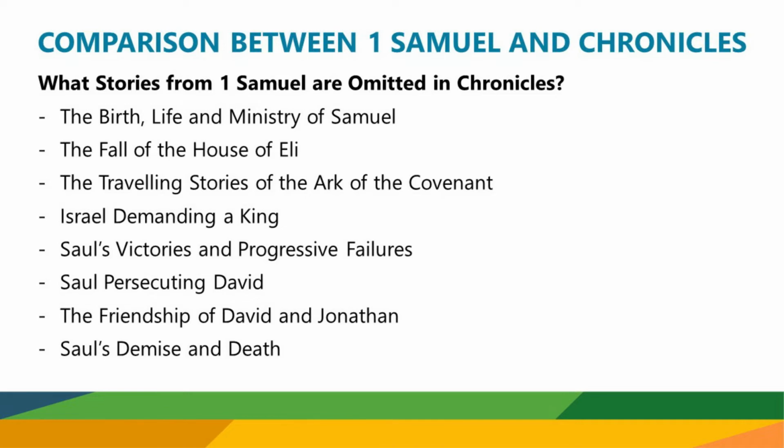It's a long list. It's everything to do with Samuel, everything to do with Eli, the Ark of the Covenant getting taken by the Philistines, Israel demanding a king, Saul reigning as king, Saul persecuting David, and Saul's eventual death and demise. All of these stories are not present in Chronicles. So the question is, why? Why did Ezra choose not to include any of this history when he was talking about the kings and their past and their history? Well, remember, Ezra wants to talk about good kings.